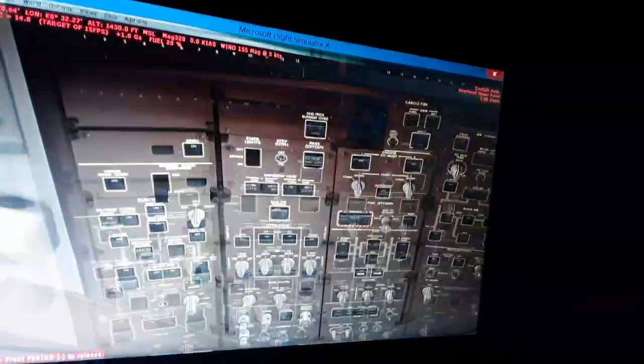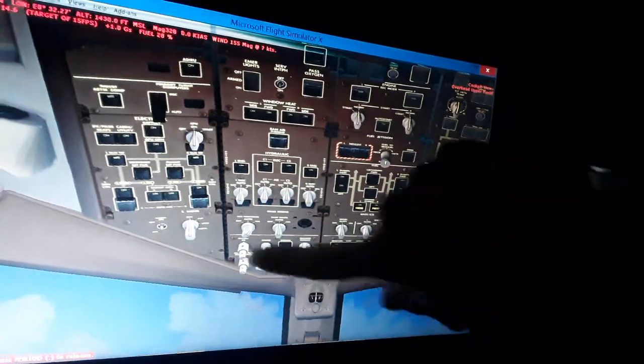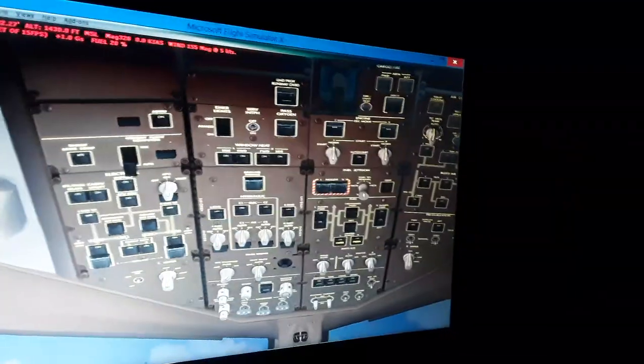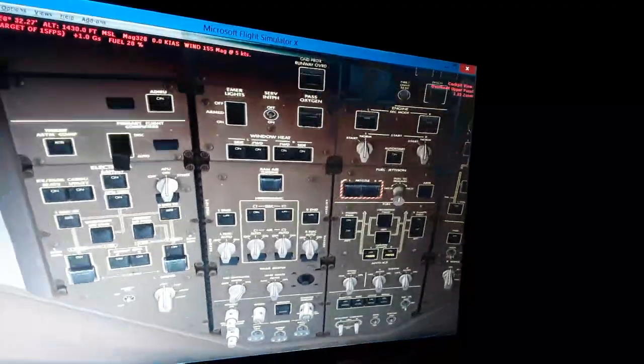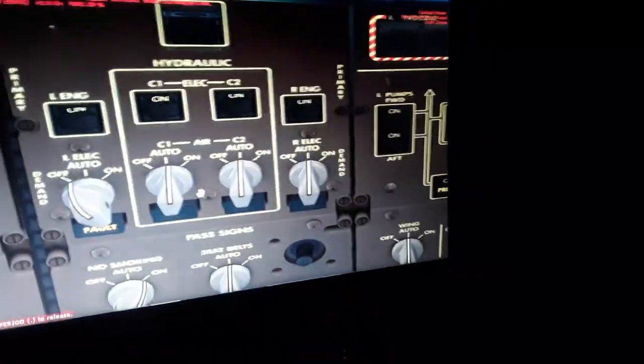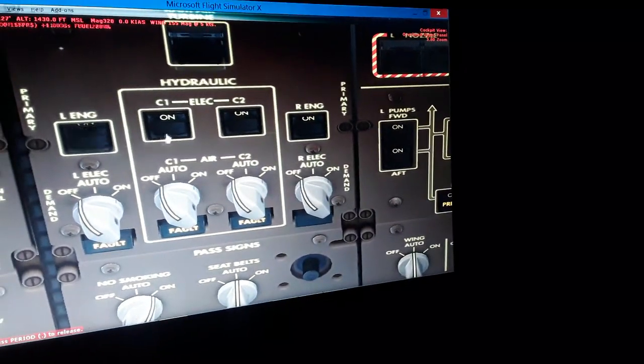Also you can see here's the lighting system of the aircraft and the windshield wipers left and right. We have here the passenger oxygen, the window heat, the ram air turbine, hydraulic fluid, hydraulic pumps. We turn off all the hydraulic pumps. I will show you what will happen.